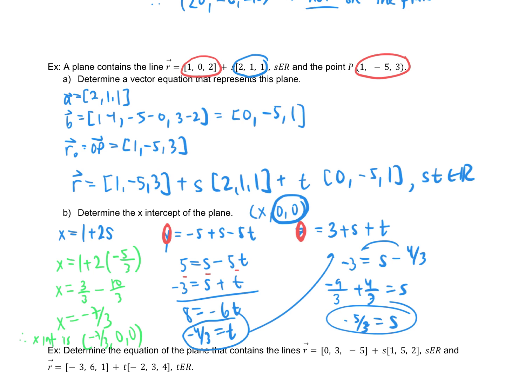And there we have it. And you could do the exact same thing for a y or a z intercept, except you're using different parametric equations and setting them equal to 0 to solve for that third component.